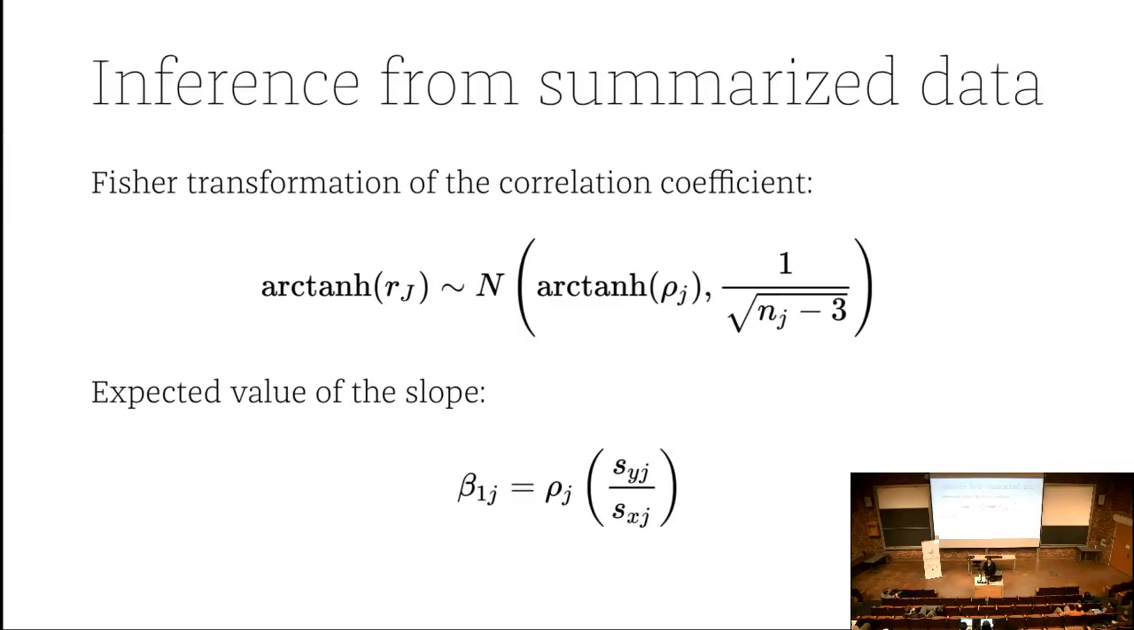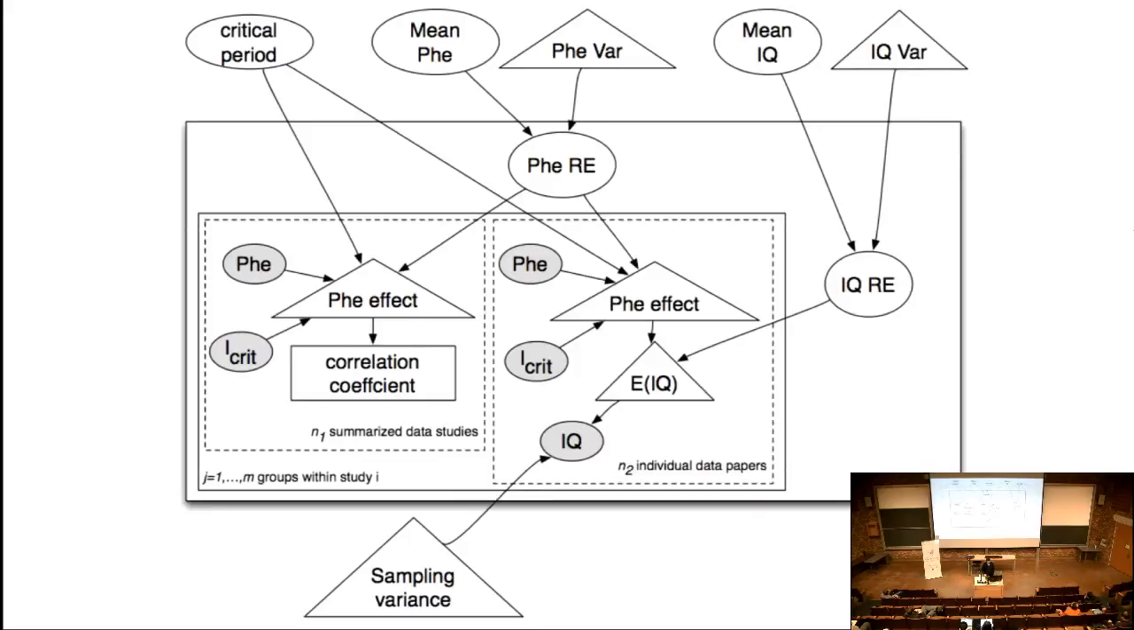And so it turns out that the hyperbolic function can be used to transform a correlation, which we can get from summarized data, into a normally distributed random variable based on the Pearson correlation from a particular study. And the standard error is simply a function of the corresponding sample size. So for some of these, we could get expected values of slopes for the relationship. And so our directed acyclic graph looks like this. So it includes individual paper data, individual study data, summarized study data, with a couple of random effects, one for the phenylalanine effect, then IQ. And we incorporated empirical sampling variances, and then coefficients for things like the critical period that I talked about before.